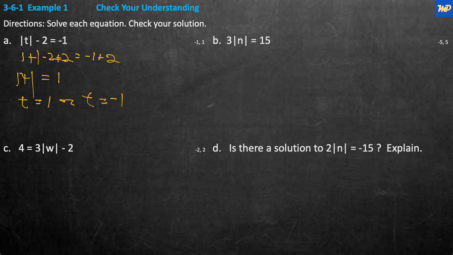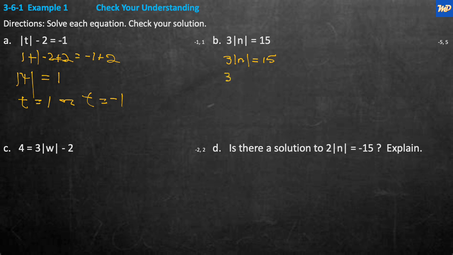Okay, how about B? 3 times the absolute value of n is equal to 15. There's no addition or subtraction to undo in this problem, so we're going to start with undoing the multiplication. And when we do that, what are we going to get? We're going to divide both sides by 3.